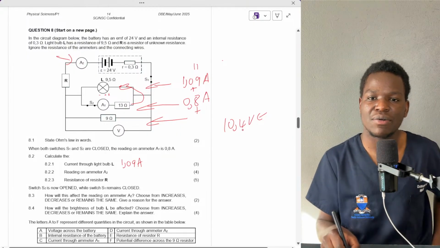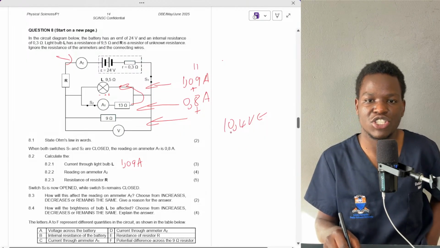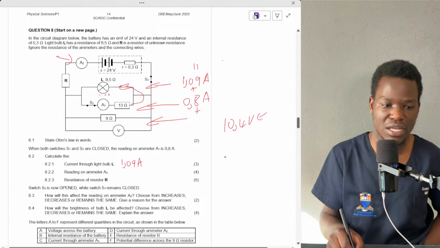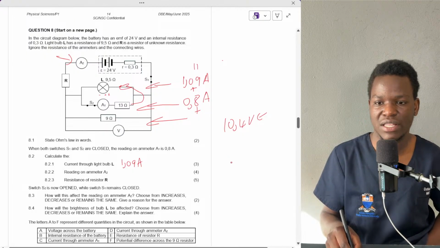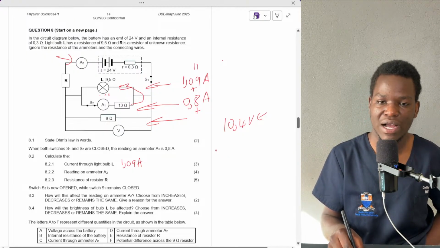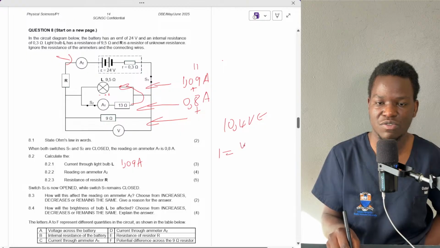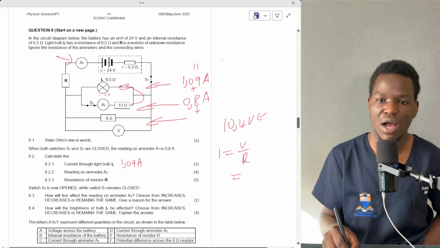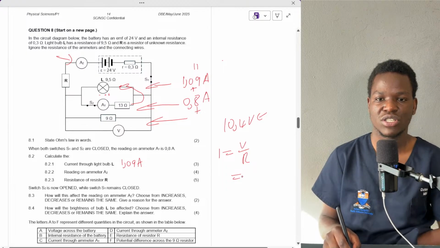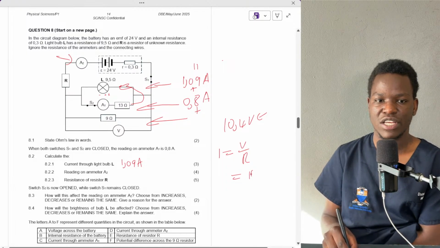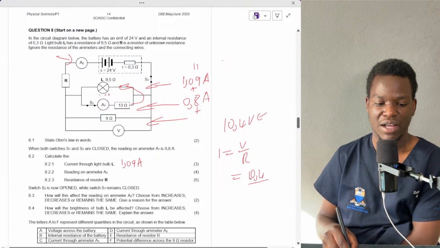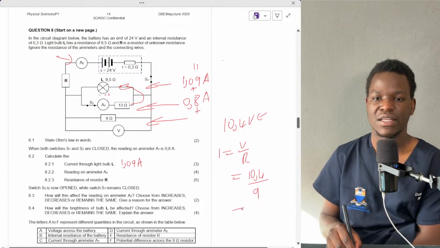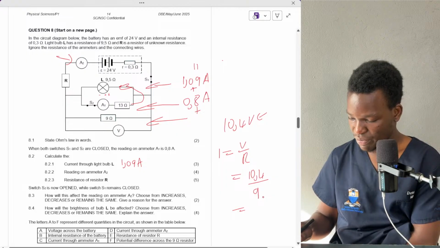Okay, now when we continue, just as how we did it there, we come and say, what is our current? Our current equals V over R. Then how do we plug that into the equation? We plug it in: 10.4 over R. Our R is 9.